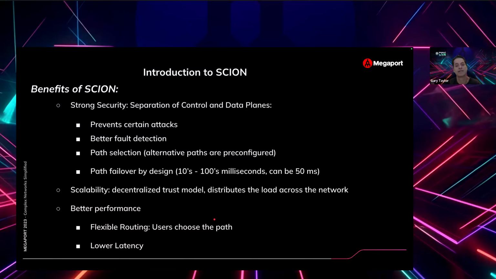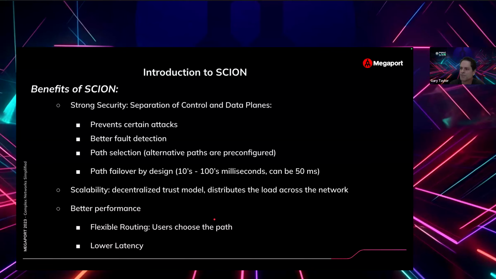It is multipath by design. So it was built with multipath in mind, and the alternative paths are already pre-configured. And then the path failover is by design. It could be tens or hundreds of milliseconds, but typically under 50 milliseconds. And the endpoint, the end device, actually has the ability to control the path it takes. Obviously, BGP is handled centrally, and an end device literally has to send that data through to the next hop. And where it goes from there, that user or that office or that company has no control.